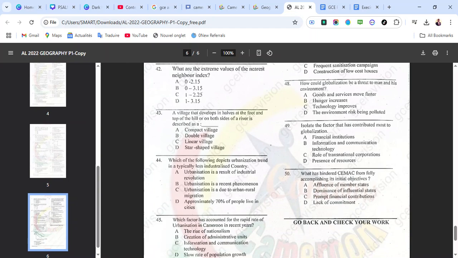So that is it about GCE Advanced Level Geography 2022. So you can go through it, revise it, come back to it later, and have some preparations for your GCE that is coming ahead.